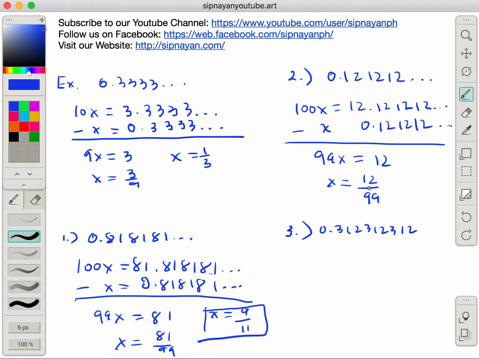Dividing by 3, I guess both are divisible by 3. We have 12 divided by 3 is 4, and 99 divided by 3 is 33. So the answer here is 4 over 33. There's nothing more to divide, so we can't reduce it further.